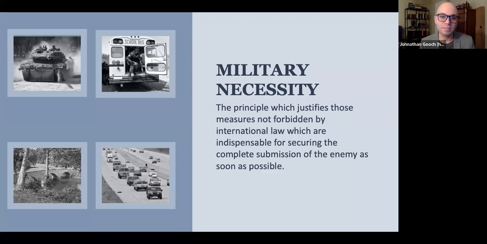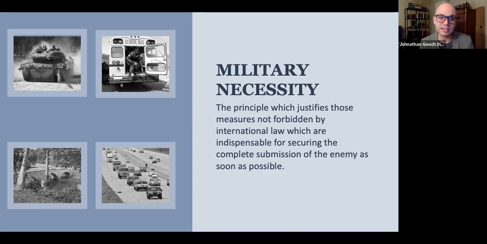So military necessity is the principle that justifies any measures not forbidden by international law, which are necessary for securing complete submission of the enemy as soon as possible. That principle just really acknowledges the reality of warfare and the fact that there is an aim and a goal in warfare.